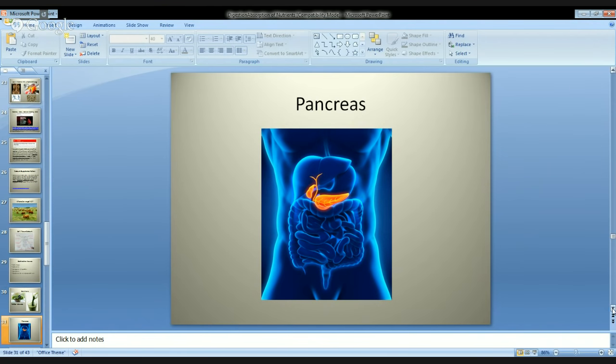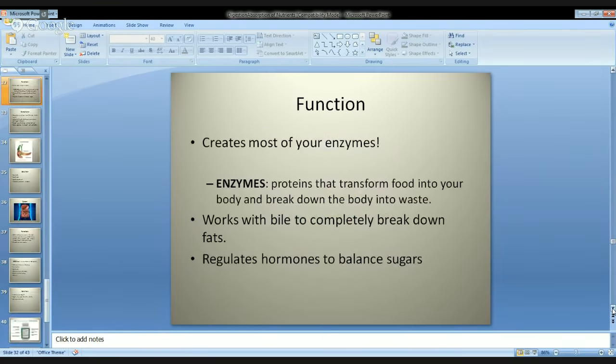It makes all the enzymes to help you digest, but it also helps you balance blood sugars, because it makes insulin. So the enzymes are those proteins that basically transform food into your body and break down the body into waste. It works with the bile. So in other words, bile only breaks down food to a certain level, and then it's the pancreas enzymes to take it all the way down to the smallest particle. So we need both of those things working together.